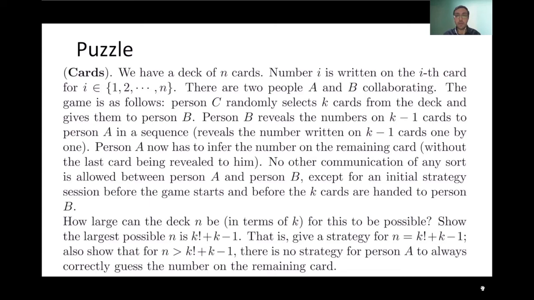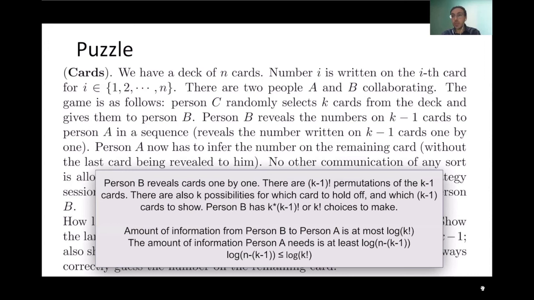So what is person B doing here? He's revealing cards one by one, right? K minus one cards. So after person B has chosen his K minus one cards, there are K minus one factorial permutations of these K minus one cards. And by choosing a permutation, he can signal some information. He can send some information to person A.